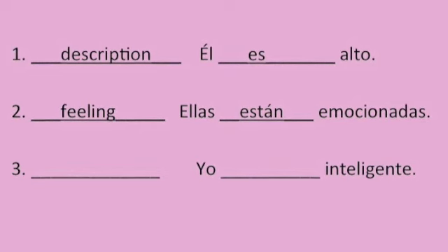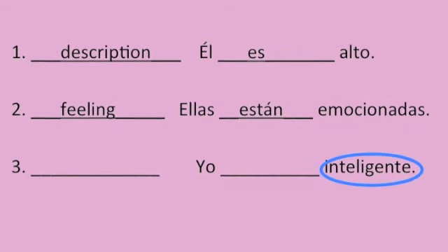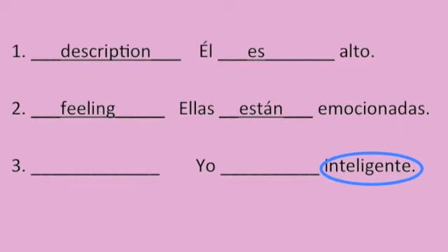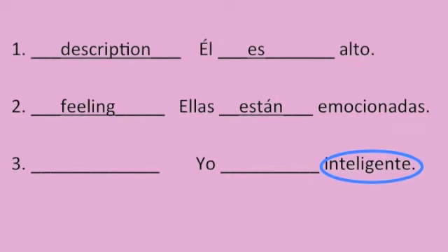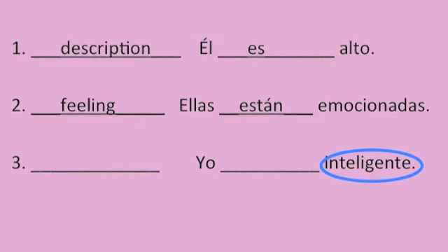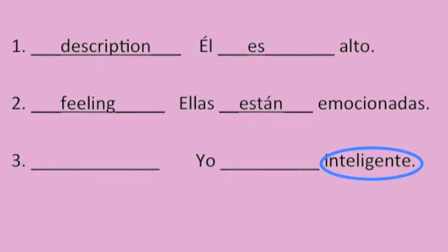Now let's look at sentence number 3. Yo blank inteligente. Inteligente is the word that I need to look at to determine whether I should use a form of ser or a form of estar to complete the sentence. But you're going to be on your own for that part. You need to figure out what this is. Is it a description? Is it a feeling? Or is it something else? You need to decide and write that in the left-hand blank. Then complete the sentence with the appropriate form of the verb that you chose. Once you finish number 3, go through and do the rest of the worksheet. We'll check it in class tomorrow.